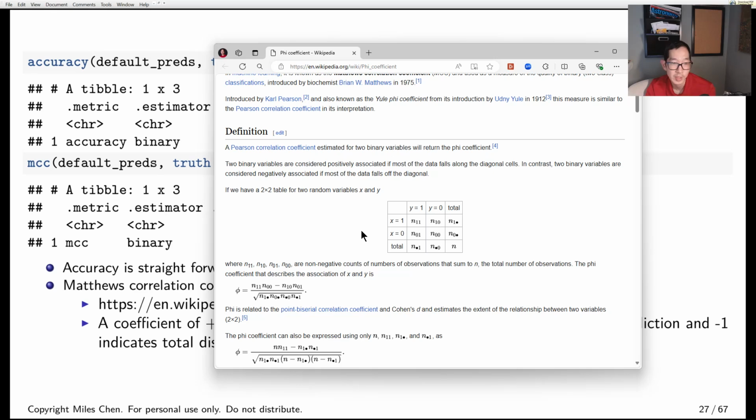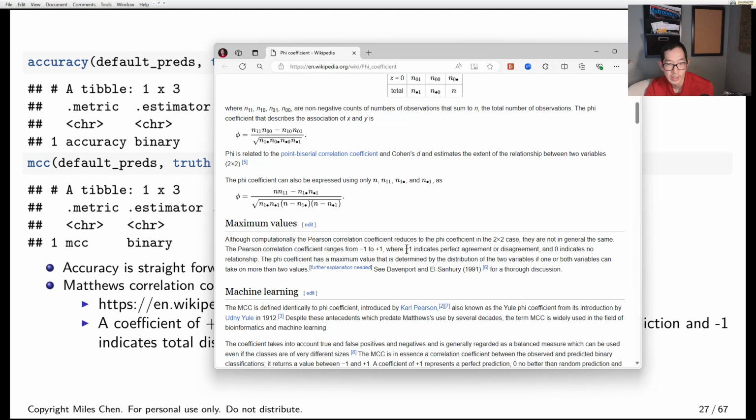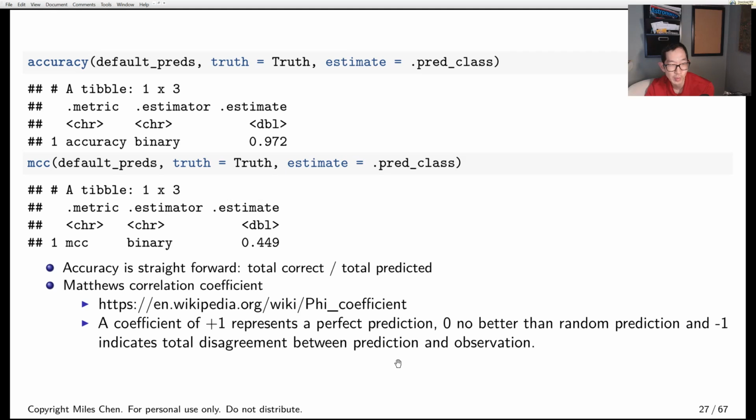And this is kind of how it's calculated, right? So basically, plus 1 indicates perfect agreement, -1 indicates perfect disagreement, and 0 indicates no better than random prediction, okay? So we're getting a score of 0.449, which means sometimes we're right, but not always, okay?